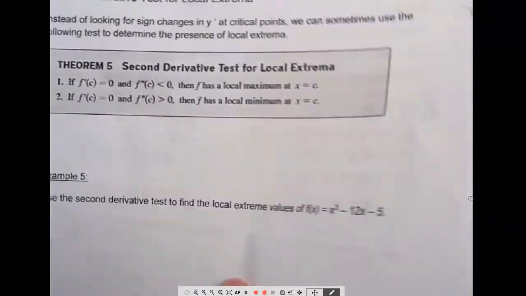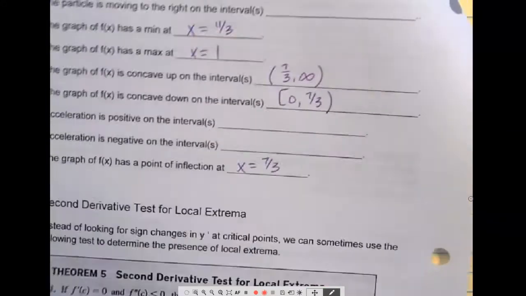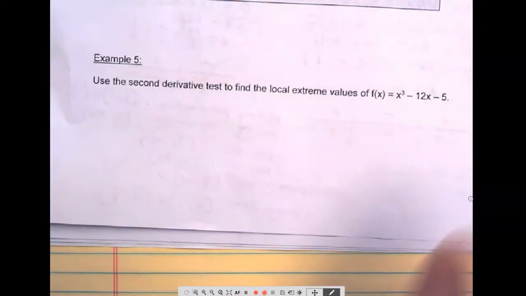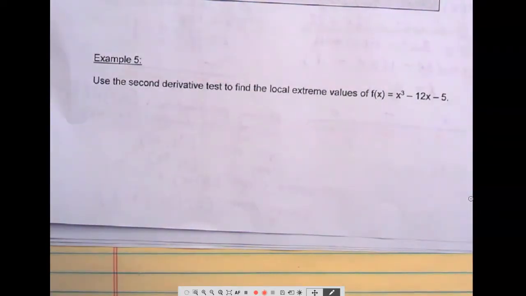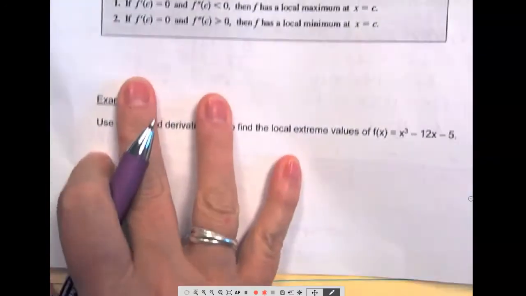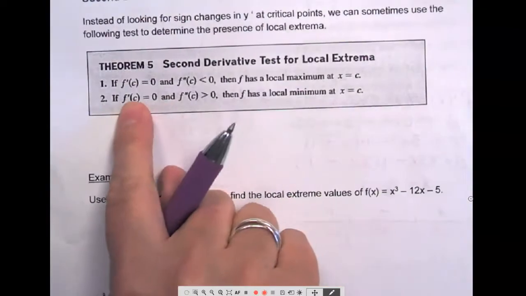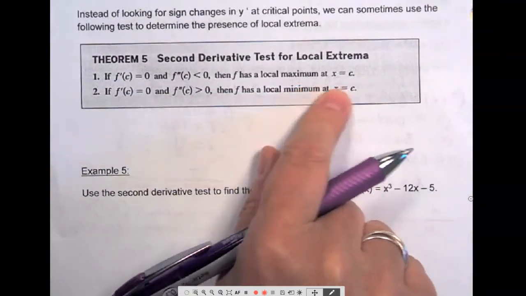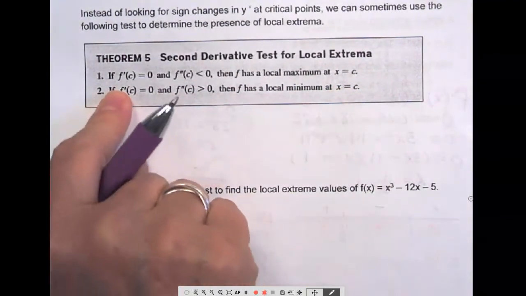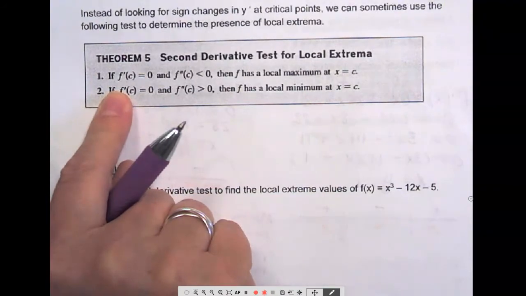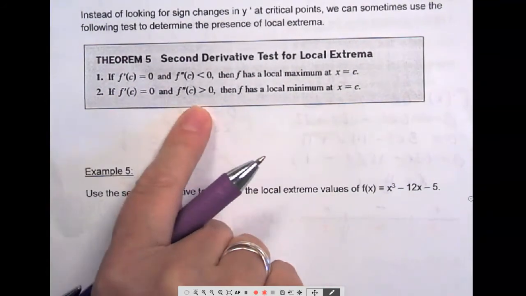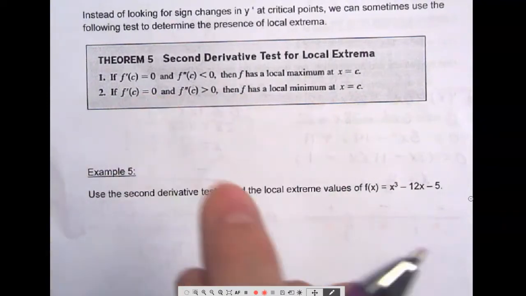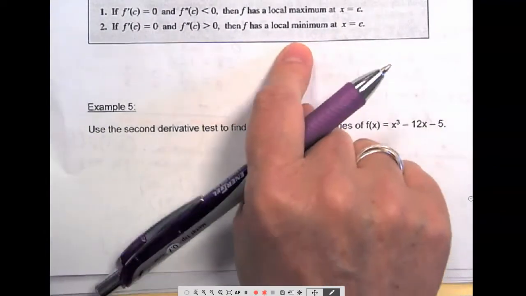Okie dokie. Okay, example 5. Did I skip example 4? No, I didn't. Okay, example 5. Use the second derivative test to find the local extreme values of this function. Okay, so look right above here: if your second derivative is negative, then you have a local maximum. And if the first derivative is 0 and the second derivative is positive, you have a local minimum. How else can we find out where the minimums and maximums are, though?